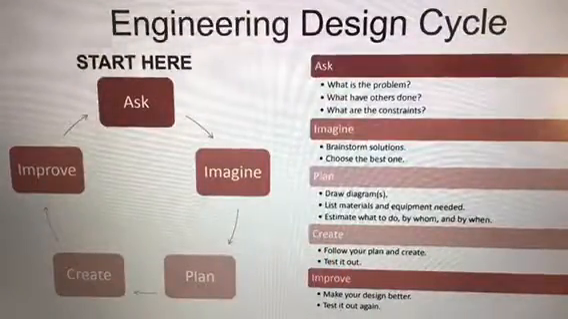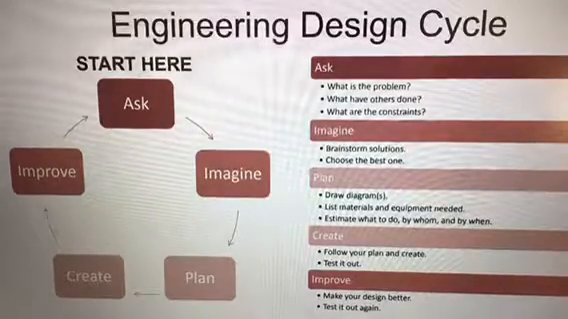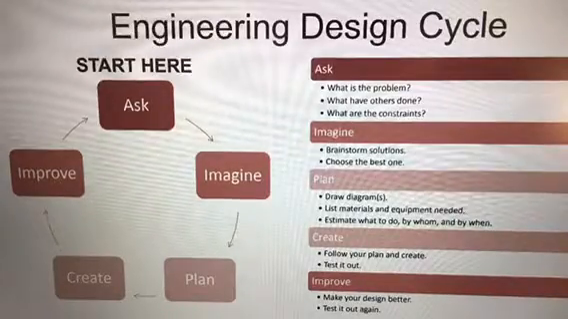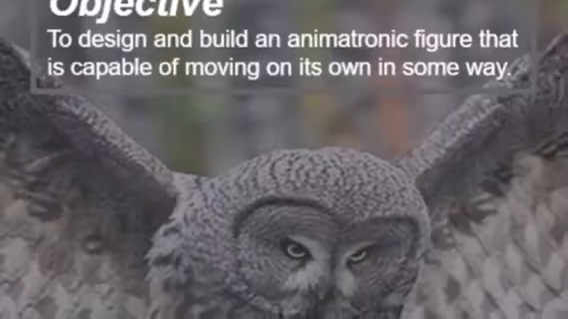For this project, we had to implement the engineering design process, which is composed of 5 parts: ask, imagine, plan, create, and improve. For the ask portion, we had to look at the problem statement, which was to design and build an animatronic figure that is capable of moving on its own in some way.